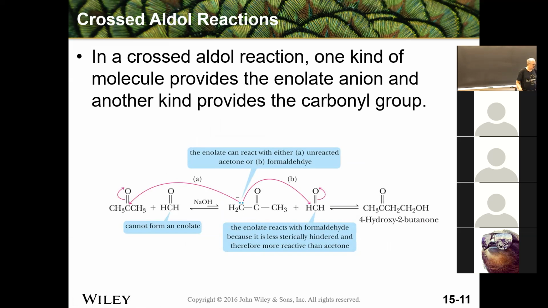Next, we're going to look at what are called crossed aldol condensations, where we have 2 different aldehydes or ketones. And this only works if one of the carbonyl compounds does not have alpha hydrogens. If they both have alpha hydrogens, you'll get all possible products. But here's an example of something that cannot form an enolate, and that's formaldehyde.